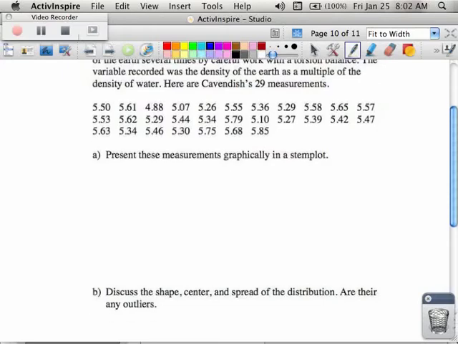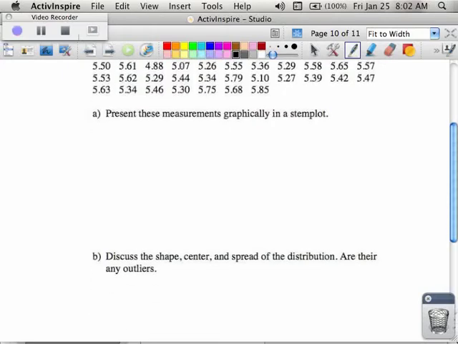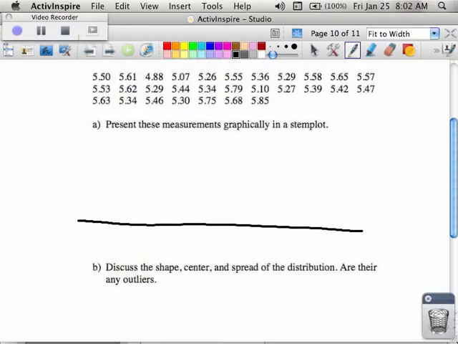So as I do these stem plots, what I'm going to do is I'm going to make the horizontal bar on the bottom side of it. I'm going to make it the whole number, and the top part of it, I'm going to make it the decimal. So for example, my smallest value looks like 4.88 right here, third number in. So I'm going to put down a 4.